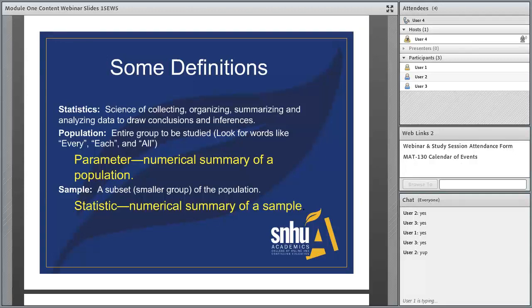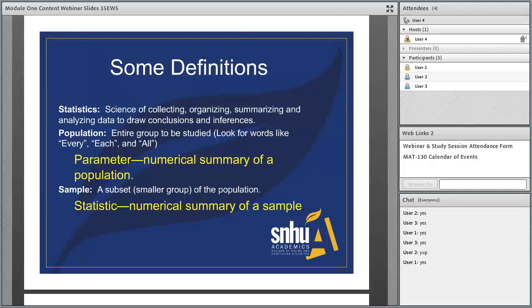A parameter is a numerical summary of a population. So for example, if we're talking about an average, let's say average height. If we actually took every single person in the United States, let's say, and we found all their heights and we took the average, that would be a parameter because you're measuring the entire population. Whereas a statistic is a numerical summary of a sample.